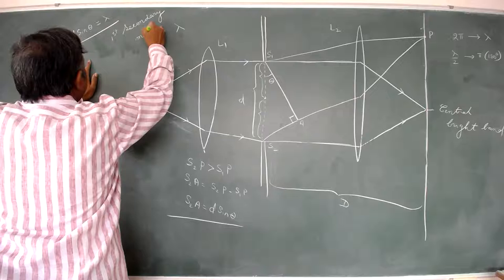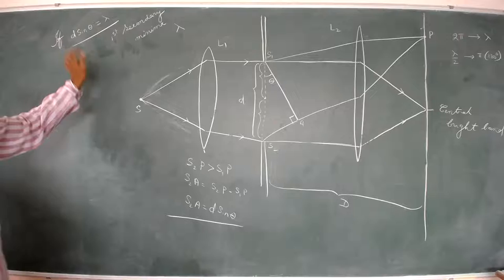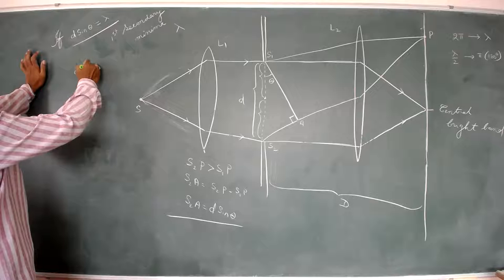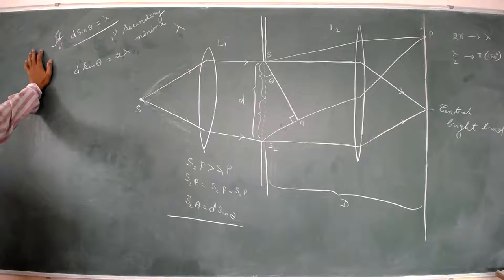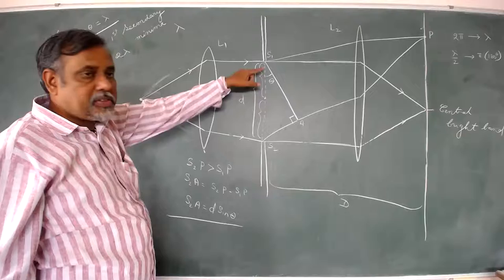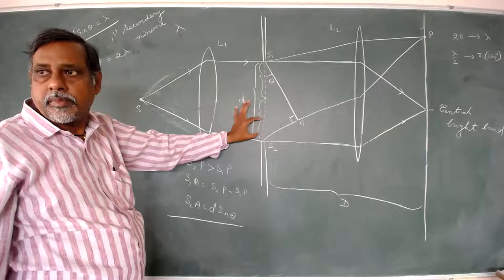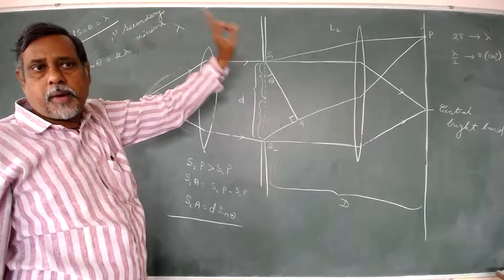Now the second secondary minima we have to discuss. Second secondary minima means the path difference d sine theta has to be 2 lambda. Got it? Now this complete width has to be taken as 4 equal portions, each of lambda by 2. Each portion contributes some light over there, and each lambda by 2 portion has a phase difference of 180 degrees.